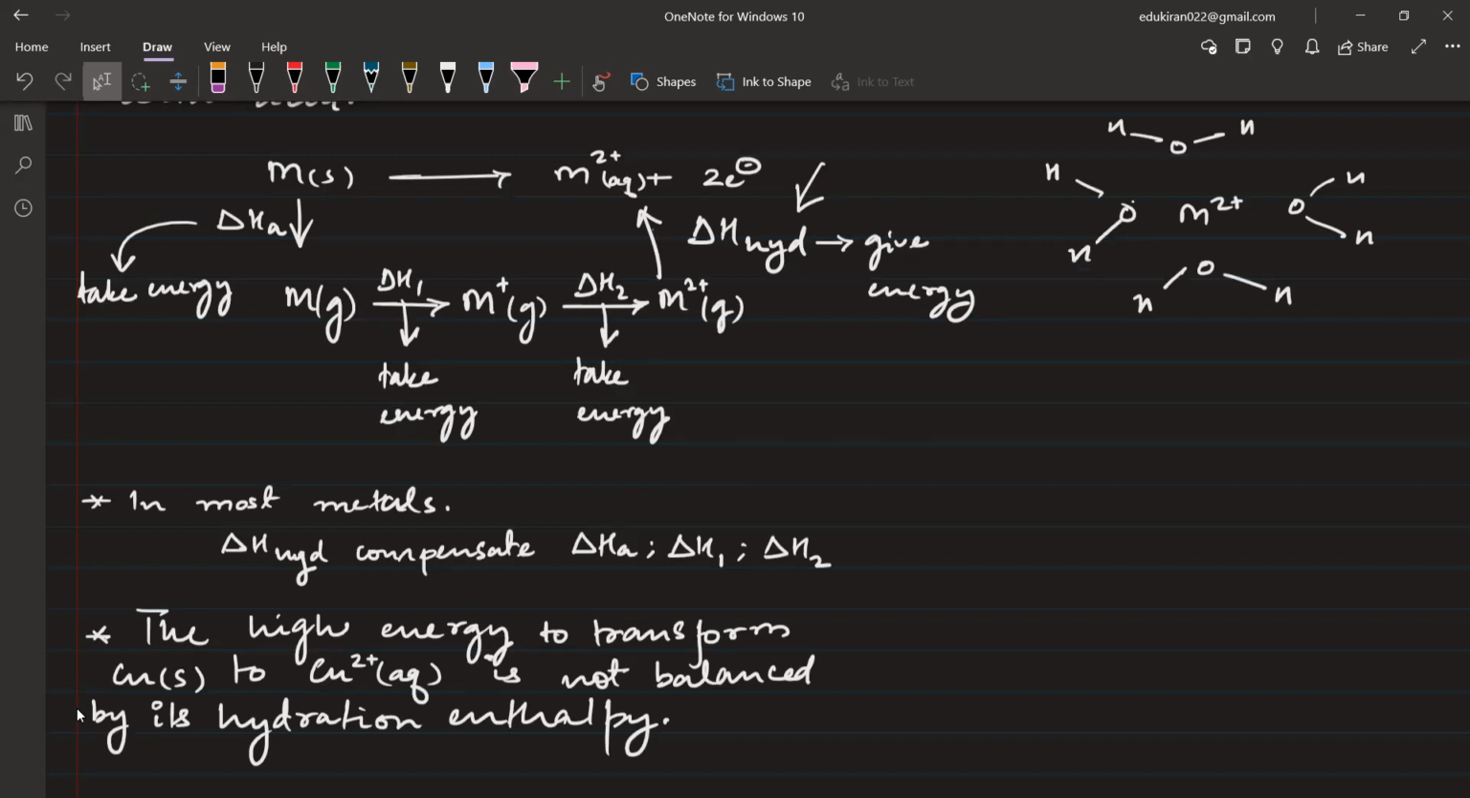Okay, so this water molecule has lone pair electrons, right? I'm showing them by dashed lines. These lone pair electrons have high electron density. They are going to stabilize the 2 positive charge. Okay, attraction happened. Whenever you have attraction, there will be lowering of energy, and that means they are going to give out energy. Okay.